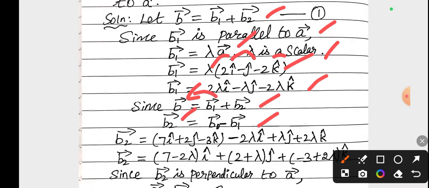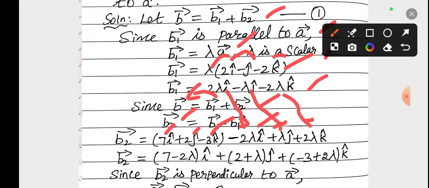So, to find the B2 vector, B1 vector goes with the sign of minus, children, transposition. The B vector we know already: 7i cap plus 2j cap minus 3k cap. We are subtracting the B1: 2 lambda i, then minus into minus lambda j, plus lambda j, minus into minus 2 lambda, plus 2 lambda k. Then i cap coefficient is 7 minus 2 lambda, j cap coefficient is 2 plus lambda, and k cap coefficient is minus 3 plus 2 lambda.